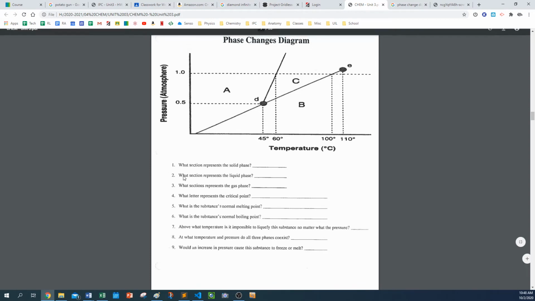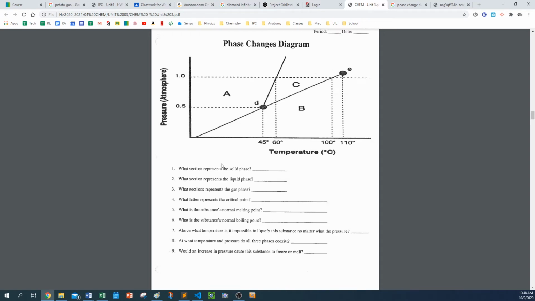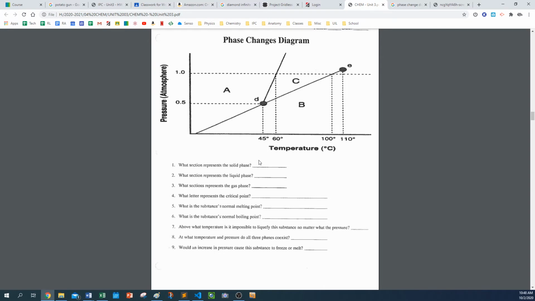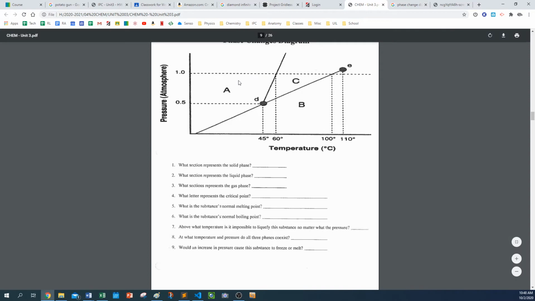So, which section represents the solid phase? A. Which section represents the liquid phase? So again, we can draw a line. So here's one line already done. At the lower temperatures, it has to be solid. Then we're going to start melting right here. Now we're in the liquid, and it's going to increase and become a gas.